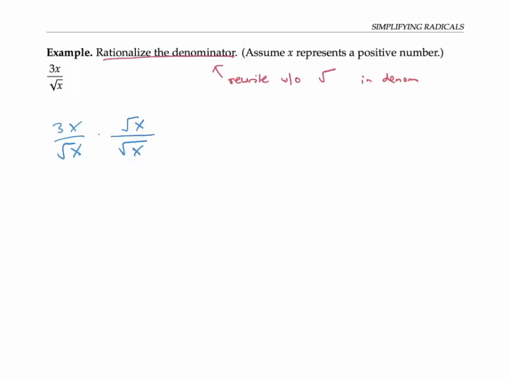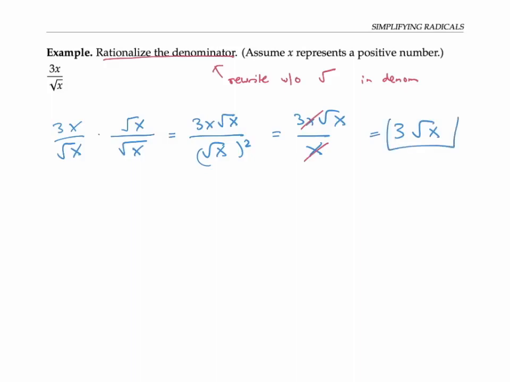my expression. Now if I just multiply together numerators, 3x square root of x, and multiply denominators, square root of x times square root of x is the square root of x squared. Square root of x squared is just x. Now I can cancel my x's from the numerator and denominator, and my final answer is 3 times the square root of x. I rationalized my denominator, and in the process, got a nicer looking expression.